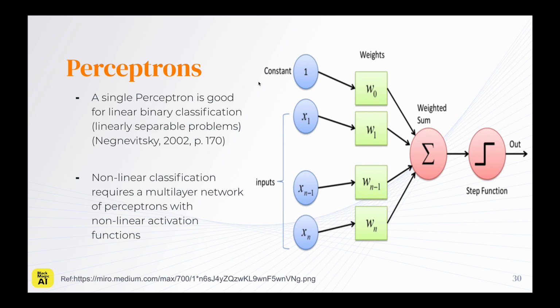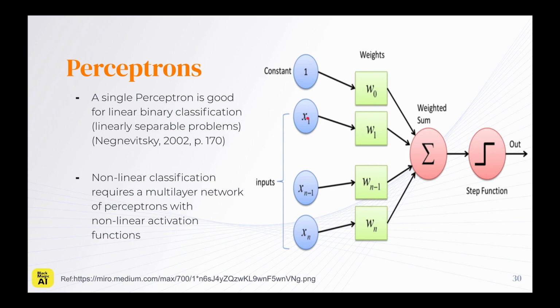So in our diagram, we showed those little circles were perceptrons. A single perceptron is good for linear binary classification. So this means linearly separable problems. Nonlinear classification requires a multi-layer network of perceptrons with nonlinear activation function. We'll explain more in detail what that means later. If you look at this diagram on the right, this shows a graphical representation of how a perceptron works.